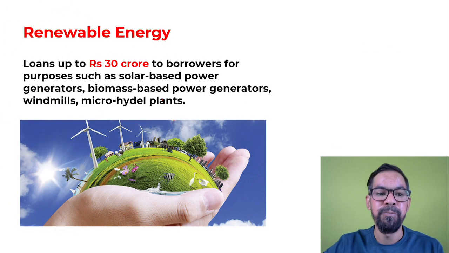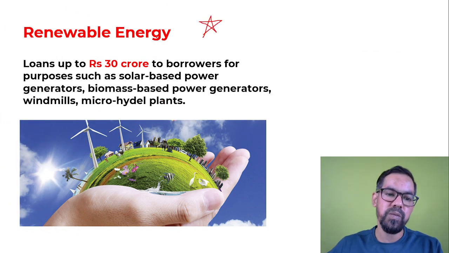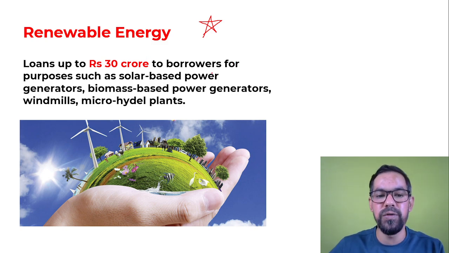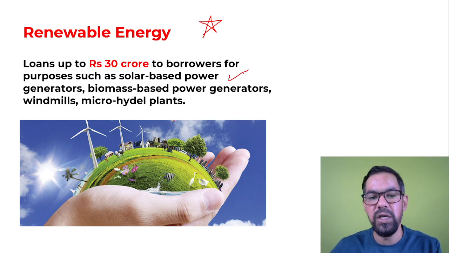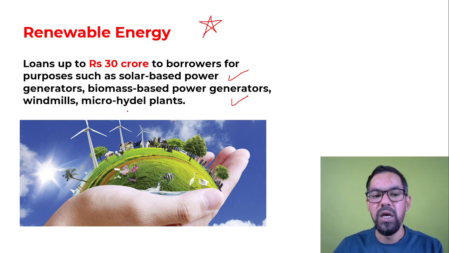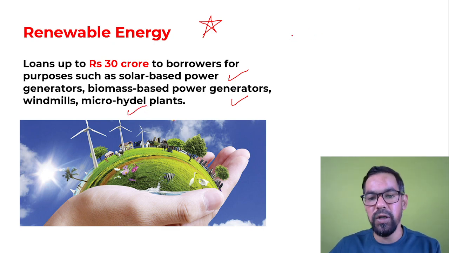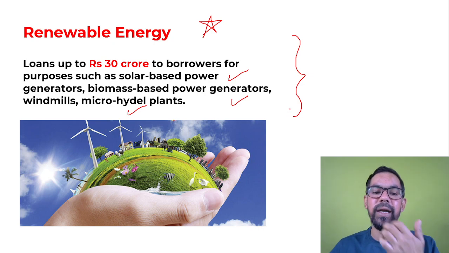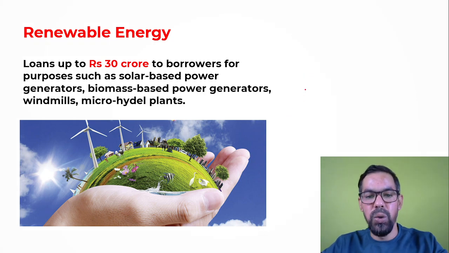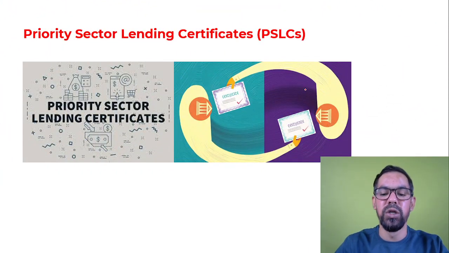Next one, guys. Renewable energy. This one also is newly included. Okay. So loan up to 30 crore to a borrower for the purpose of solar based power generators, biomass based power generators, windmills, micro hydel plants. So for these particular projects, the maximum limit is 30 crore rupees. Okay, so this was newly added.